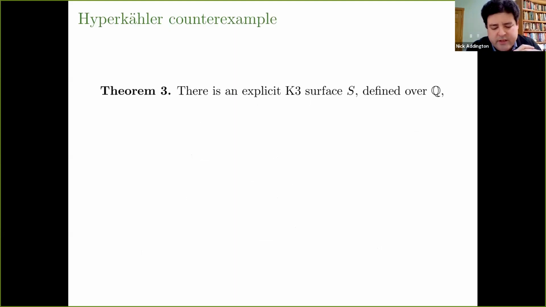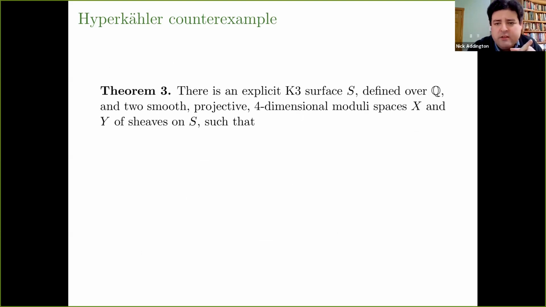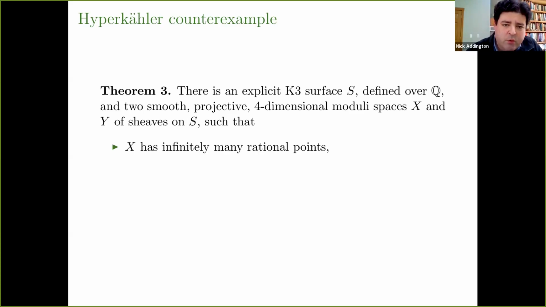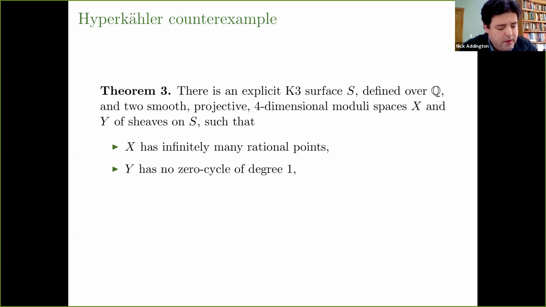There's an explicit K3 surface defined over the rational numbers, and I'll show you the equation at the end of the talk. And two smooth projective four-dimensional moduli spaces of sheaves on it, such that one of them has infinitely many rational points. The other one has no rational points. And, well, I won't prove this for you now, but it also has no zero cycle of degree one. And so unlike Hassett and Tschinkel's result about K3 surfaces themselves and their derived equivalent.